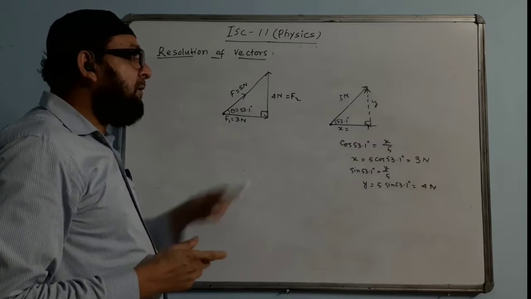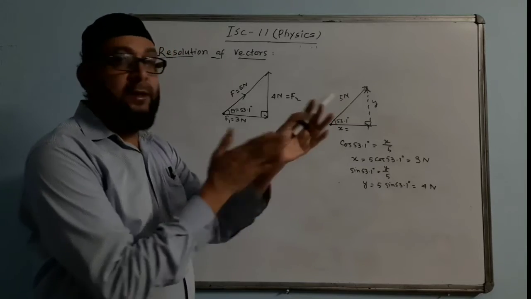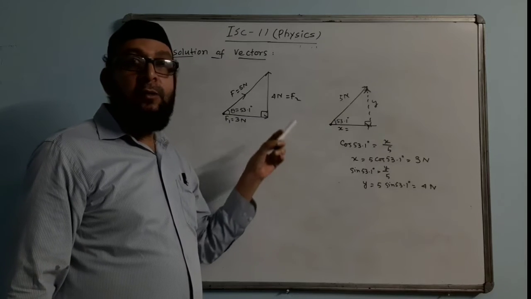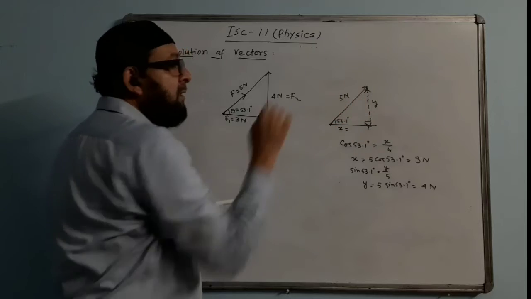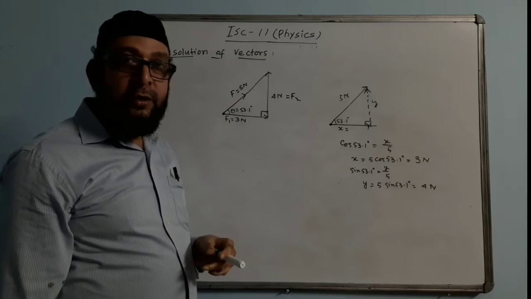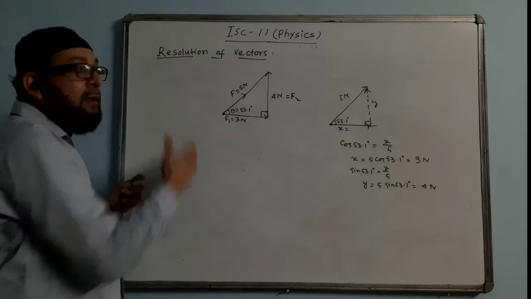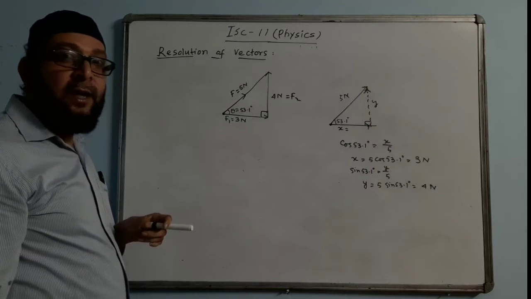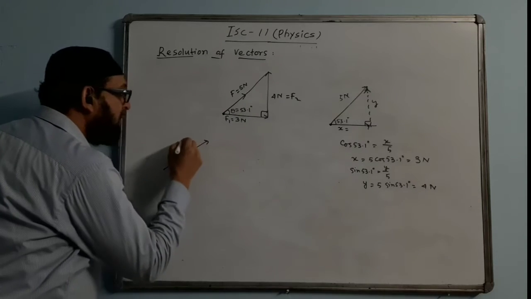This is called resolution. That is, we are breaking. Resolution is breaking a single vector into two parts. One is the horizontal part, one is the vertical part. That means there are two components. One is called the horizontal component and one is called the vertical component. When you join these two components, you will get this value. That is, every vector is supposed to have two components, horizontal and vertical. This is known as resolution of a vector. Resolution is breaking up, separating or splitting a vector into two components, horizontal and vertical. For the sake of simplicity, we will take it like this. Suppose this is F.